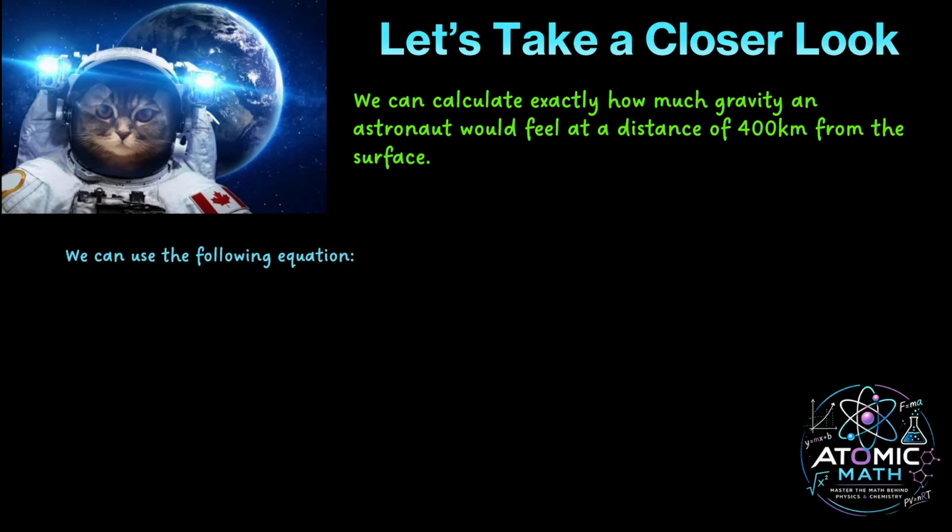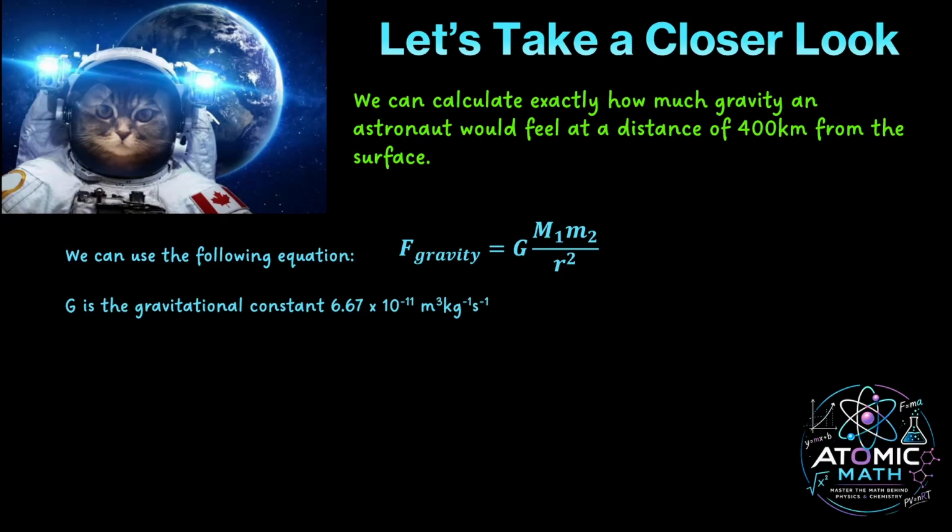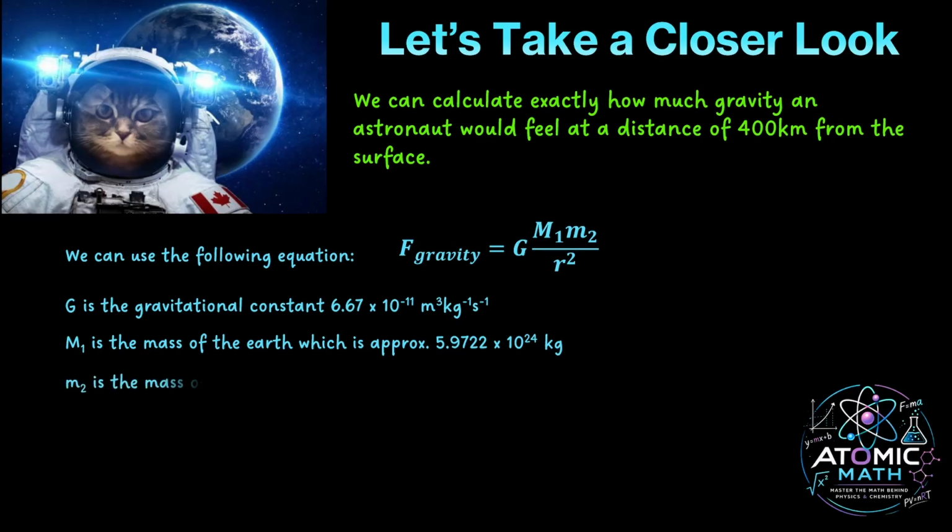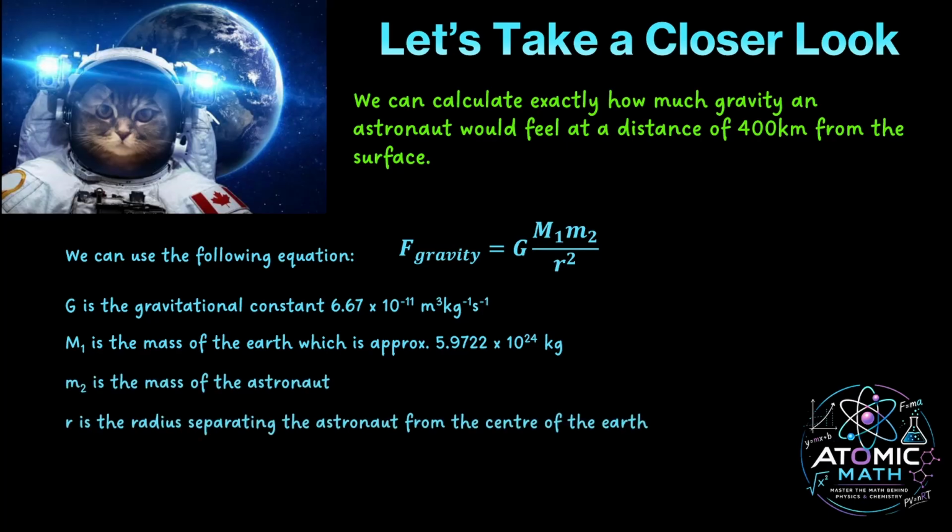Okay, so we can use the following equation. And so this equation is going to calculate the force of gravity on an object. So G is the gravitational constant, which is 6.67 times 10 to the minus 11 meters cubed per kilogram per second squared. M1 is the mass of the Earth, which is approximately 5.97 times 10 to the 24 kilograms. And M2 is going to be the mass of our astronaut. And R is the radius separating the astronaut from the center of the Earth. So not from the surface, from the center.